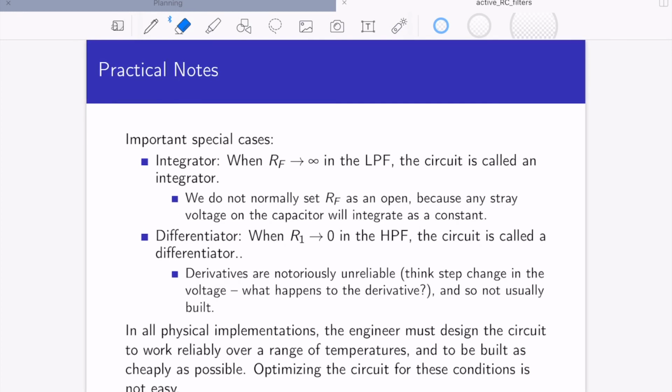So in all these actual implementations, you as the engineer must design the circuit to work under a lot of conditions, a wide range of temperatures, to be as cheap as possible, to work the same even with tolerances in resistors. And so optimizing the circuit for all these conditions is not easy. Fortunately, there are some standard designs you can use that will give you pretty good results.